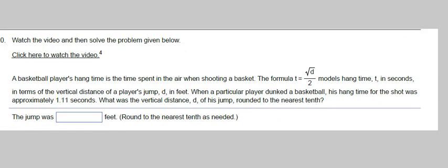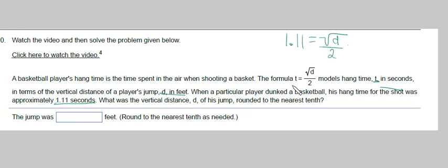Okay, number 20, it has a video that you can watch if you would like to do that. It also gives you a formula where it tells you that t is the number of seconds and d is feet. So whenever it comes down here and it says his hang time for the shot was approximately 1.11 seconds, I know that that has to be t. So that's going to go in place of the t in my formula that was given. And then I just need to solve for d.